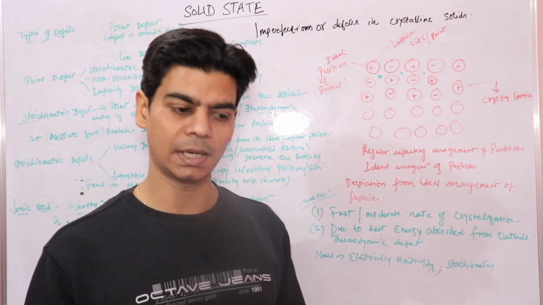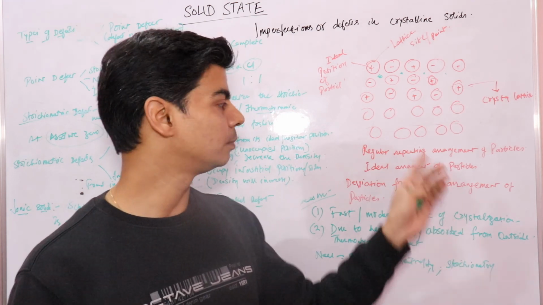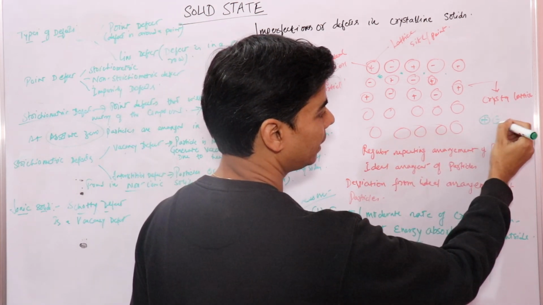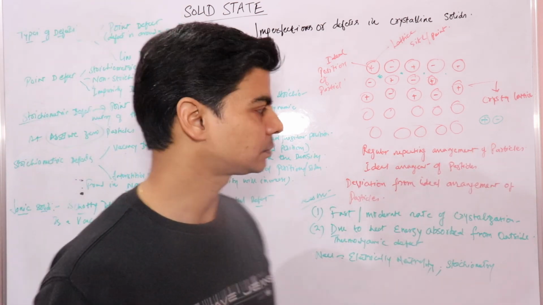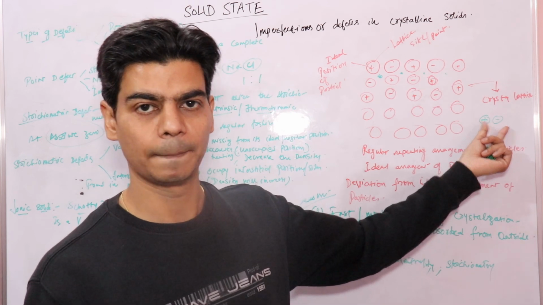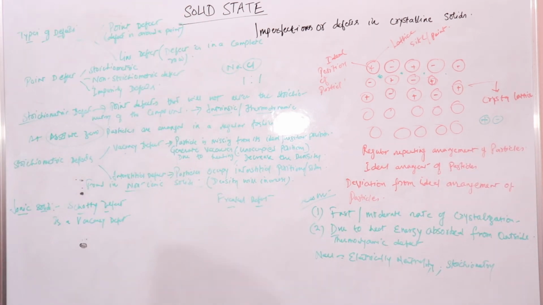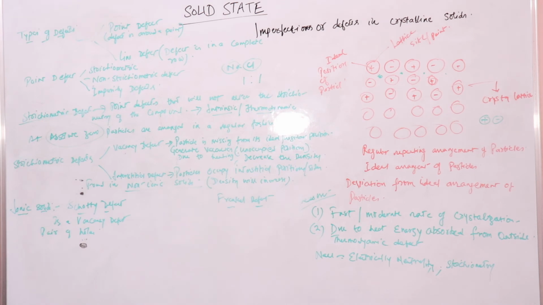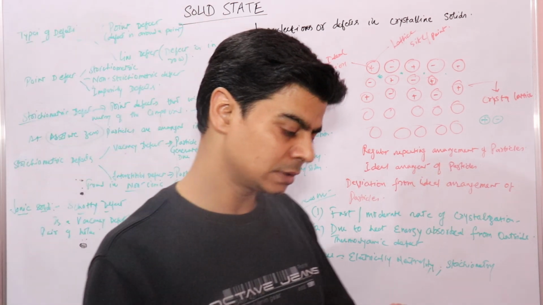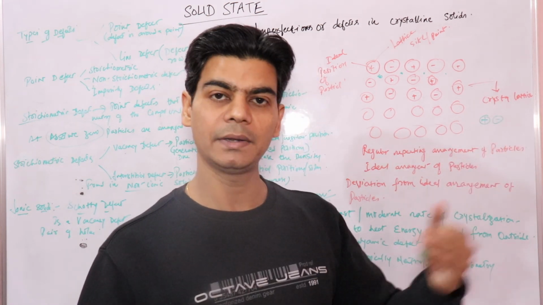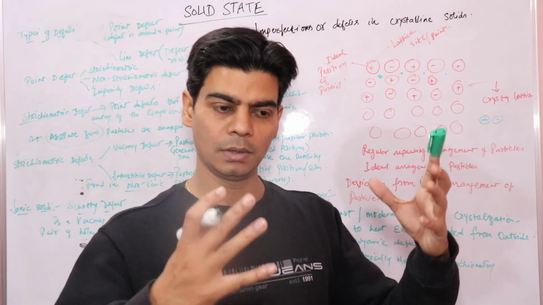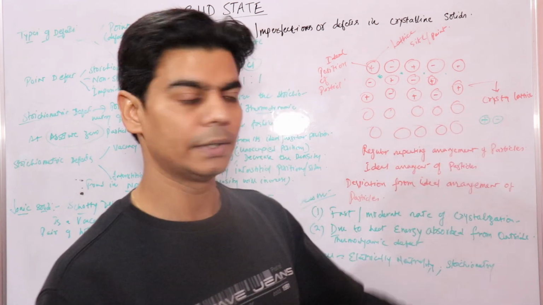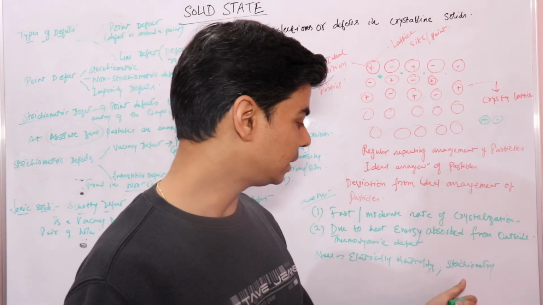But you have to understand that an equal number of cations and anions would be missing from their ideal positions. That is, if one cation is missing, then one anion would be missing from its ideal position. So it will create a pair of holes due to vacancy defects. Electrical neutrality is maintained because even when a pair of cation and anion is removed, the same number of cations and anions remain, so it maintains the electrical neutrality and the stoichiometry.